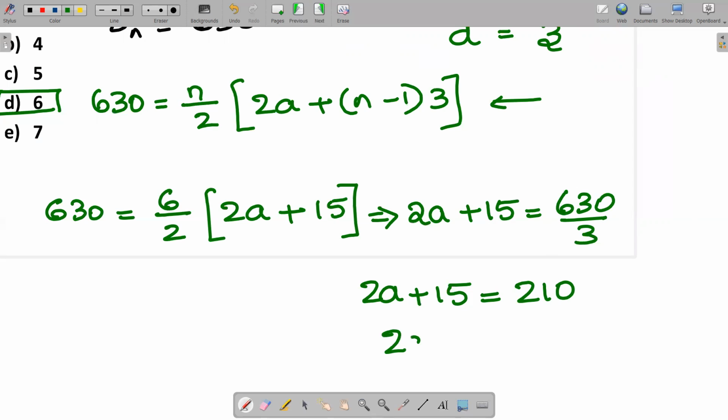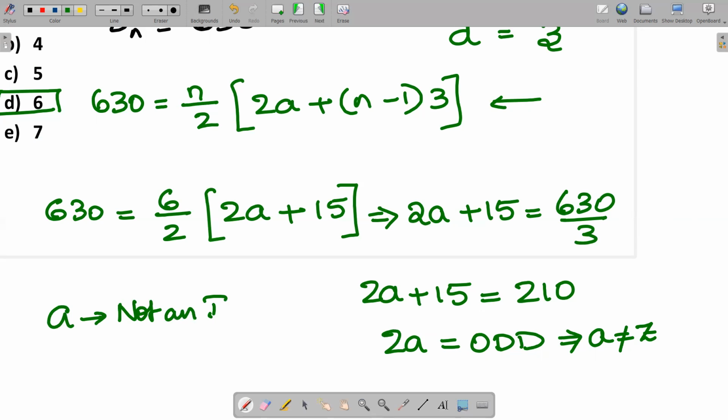And this gives me 2a equal to 210 minus 15. No need to calculate the value. You know 210 minus 15 is an even number minus an odd number, so this results in an odd number. When I calculate the value for a from 2a being odd, I can see that a, the number of children in the first row, is not an integer.